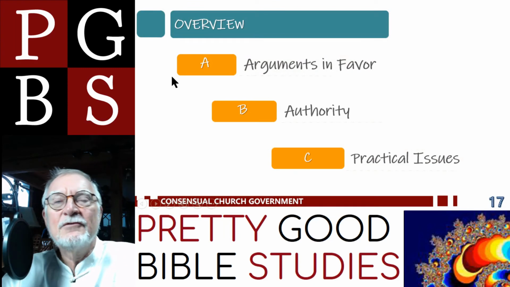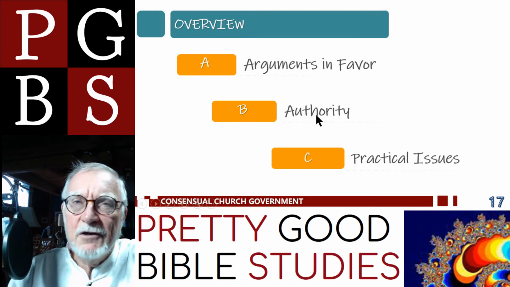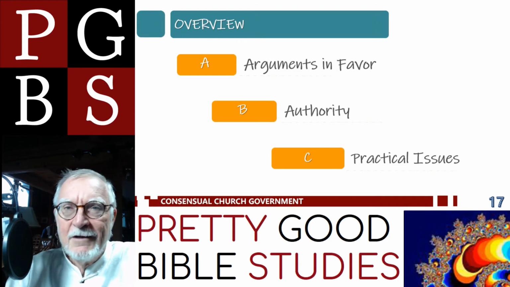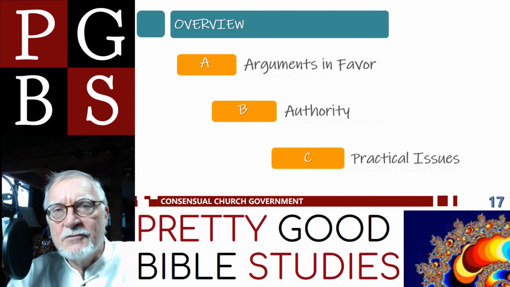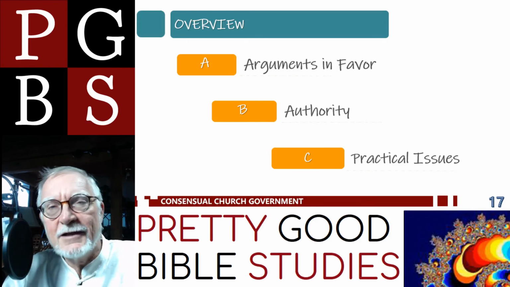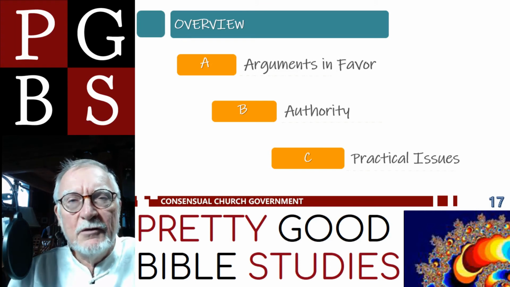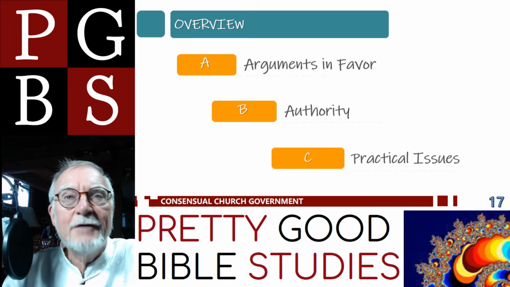Now that concludes the first section of my PowerPoints, arguments in favor of consensus. In the next video, in the next section of the PowerPoint, I'm going to take up authority in the church, different models of authority, democracy, one-man decision-making, autocracy, or oligarchy, decision-making by the elders, that kind of thing. And I'm going to show you different ways that churchmen have done church government.